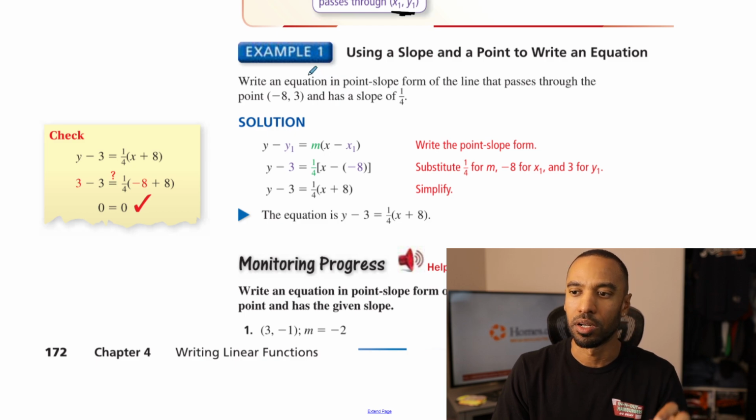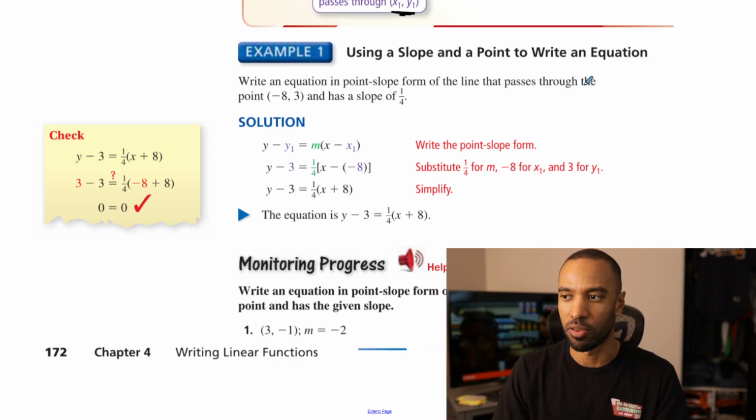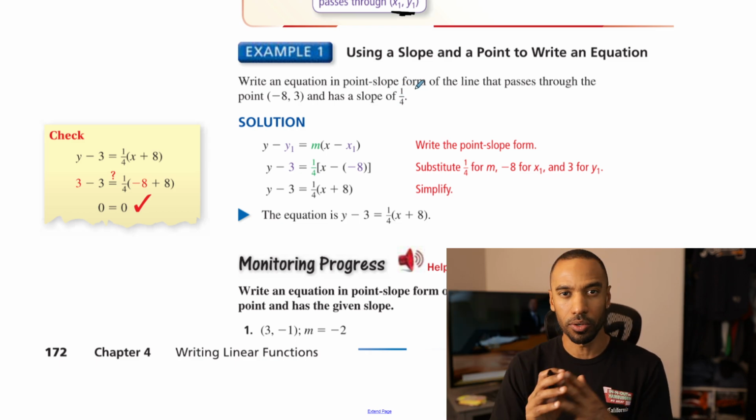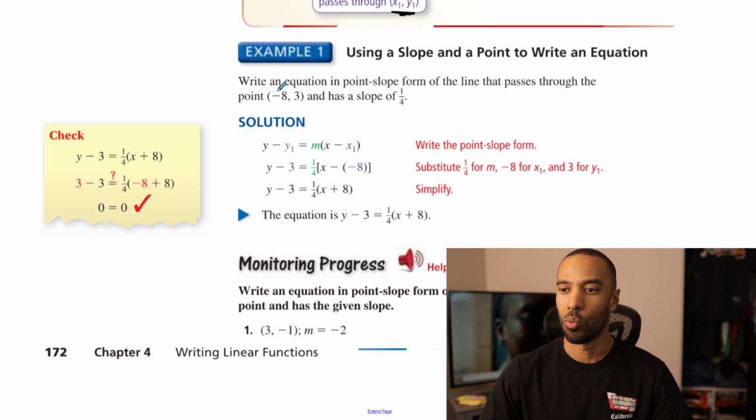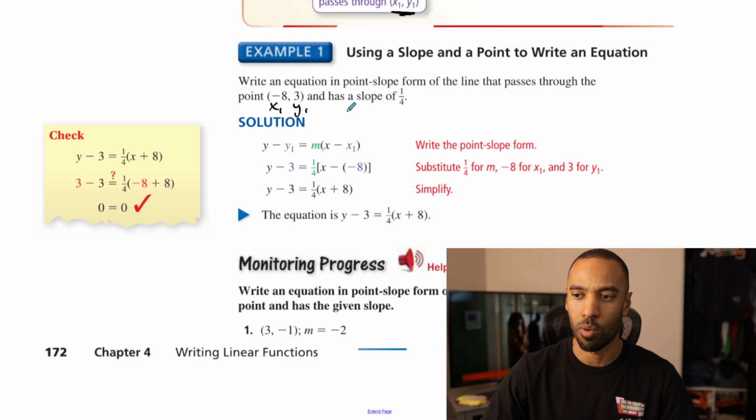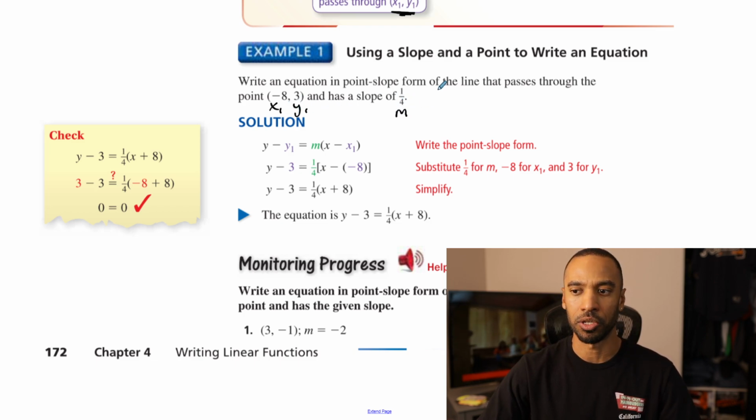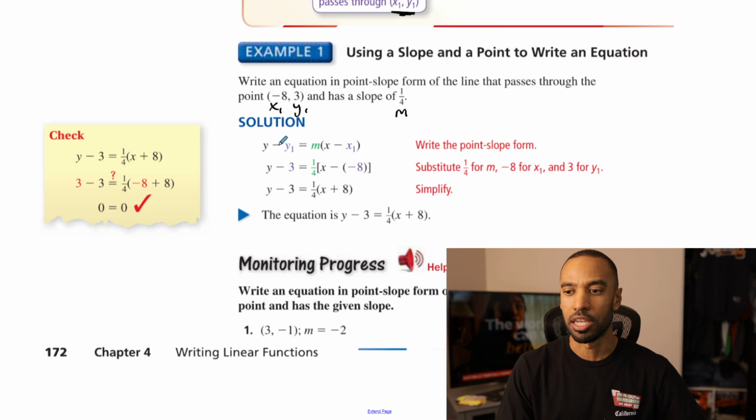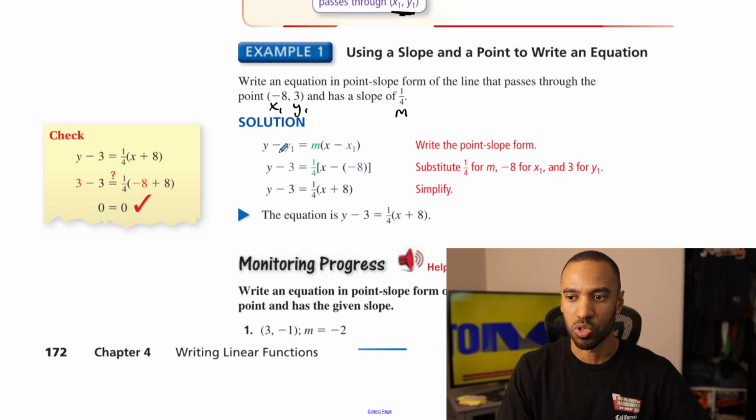All right, first one. Write an equation in point slope form of the line that passes through the point negative 8, 3 and has a slope of 1/4. We're literally given our information that we need here. We have our x1, y1 value and our m value that we need to plug into the formula. Here's our formula. So let's plug them in.